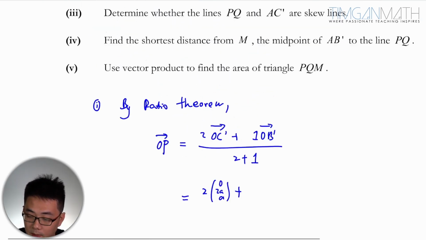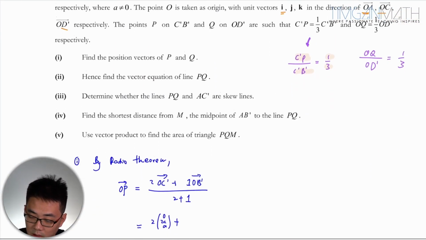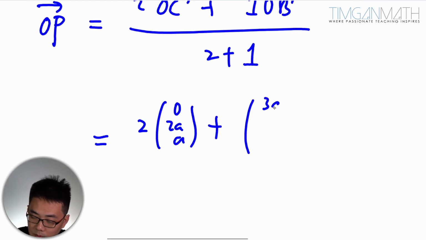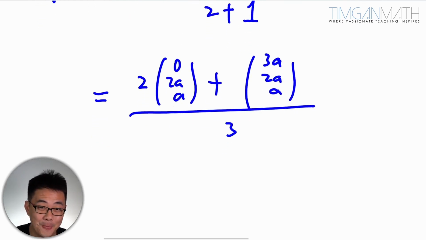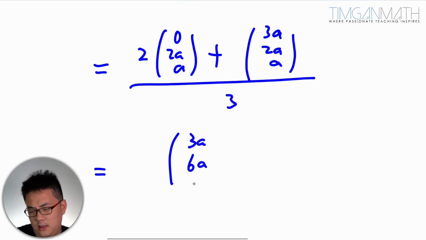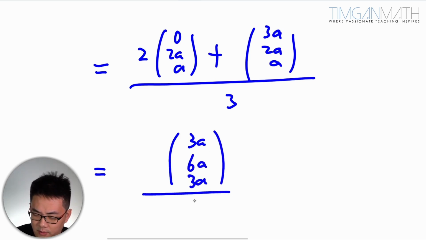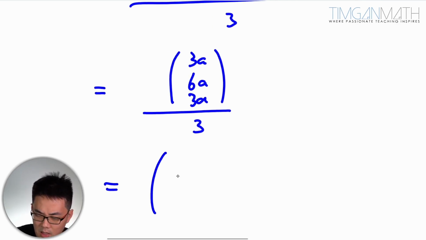Plus OB prime is 3A, 2A, 3A, 2A, and 3. Okay, so we add everything up nicely here. What we'll get is 3A, 6A, then 3A divided by 3. So this will just be divided by 3 throughout. This is A, 2A, and A.